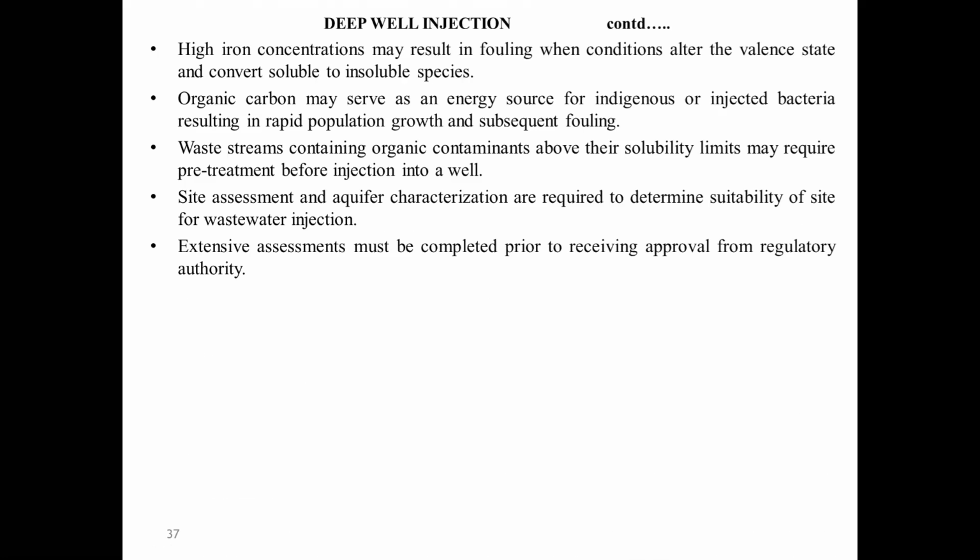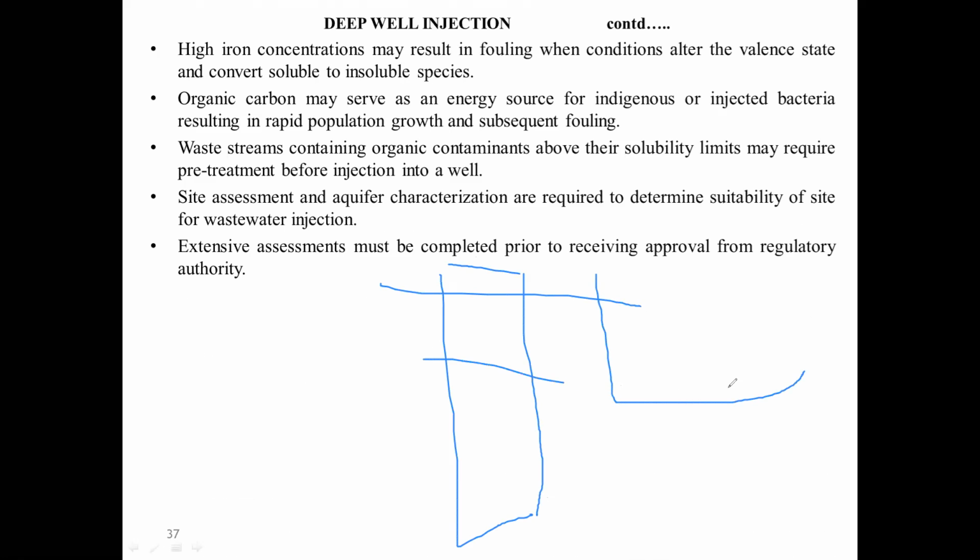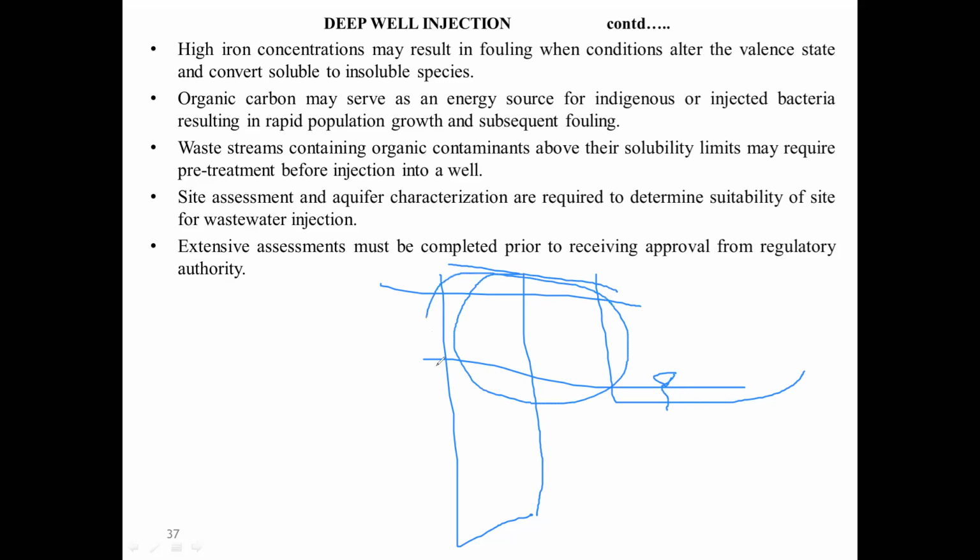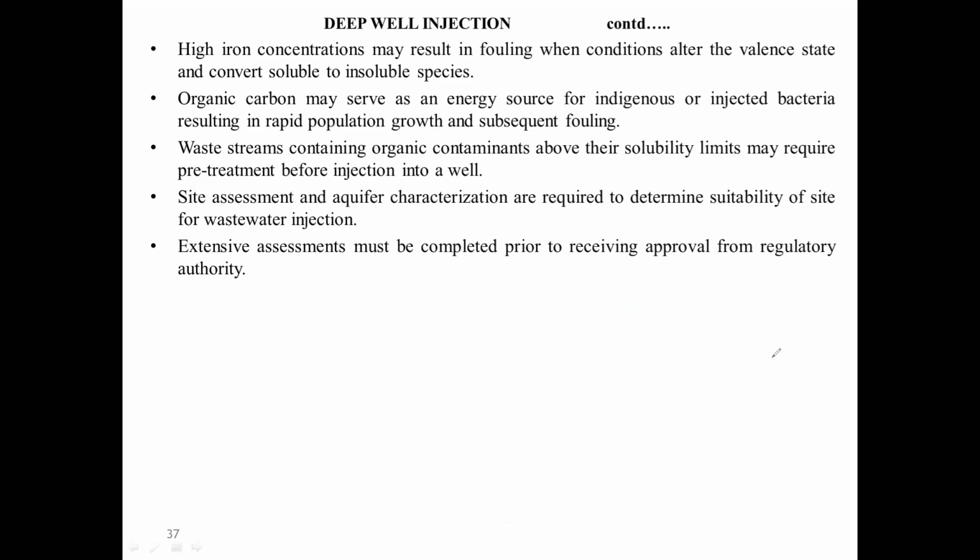Then site assessment, then aquifer characteristics at the point where we are going to be injecting. Simply, you cannot take the waste and inject it to any depth, right? We need to understand to what depth, what the accessibility is, whether it has a source of water, what the level of groundwater is there, and whether the water available in the area is pure or at a very high level. That is what the site assessment has to determine.